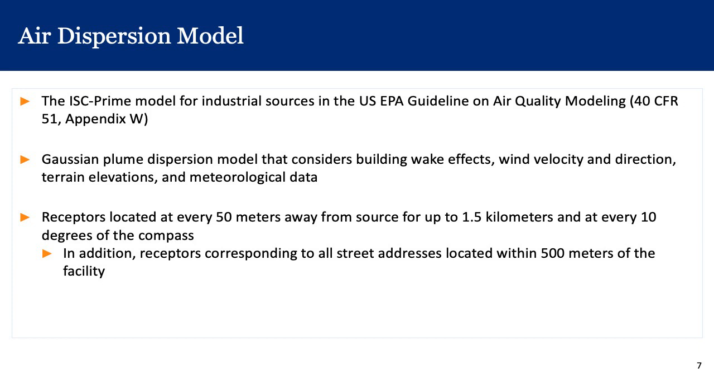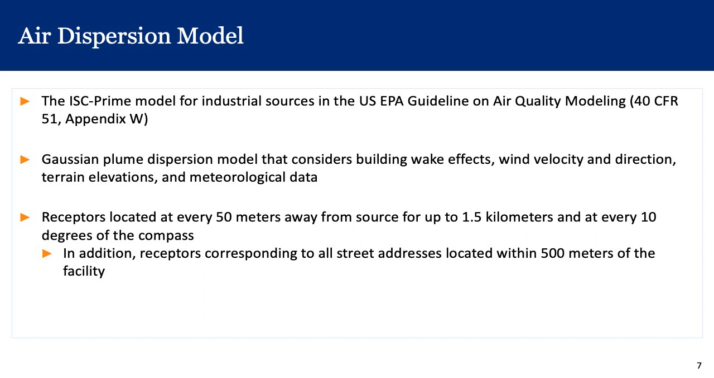Prime model for industrial sources, and it is described in the US EPA guideline on air quality modeling. It is essentially a Gaussian plume dispersion model that considers the effect of building wake, the wind velocity and direction, the terrain elevations, and meteorological data. The receptors for the model are located every 50 meters from the source, which is the stack, for up to 1.5 kilometers, and at every 10 degrees of the compass.